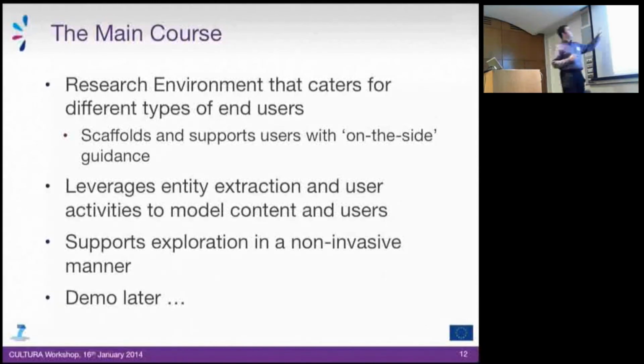So what have we built? We've built a research environment that caters for that spectrum of users, and it scaffolds and supports those users. So it offers guidance for them when needed. It has on-the-side supports to highlight other interesting material for them, that, as I said, sits on the side. It leverages those entities, those people, places, events that are extracted from the material, and it uses the user's activities to indicate the degree of interest. So the more I annotate a certain set of topics, the more bookmarking I perform, the deeper the models can be built on my behalf. And it's non-invasive, but we'll see that demoed.